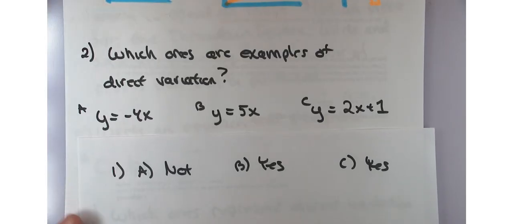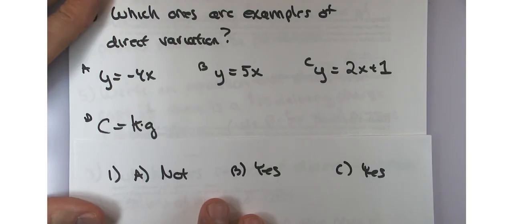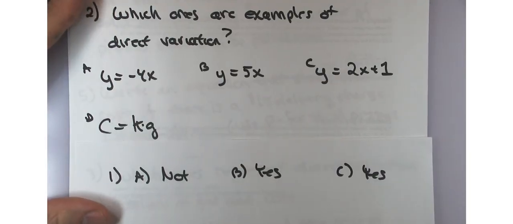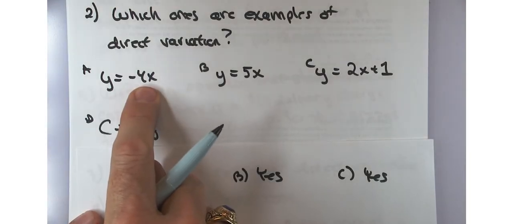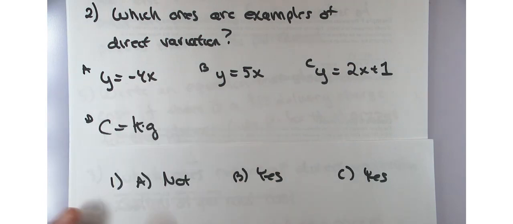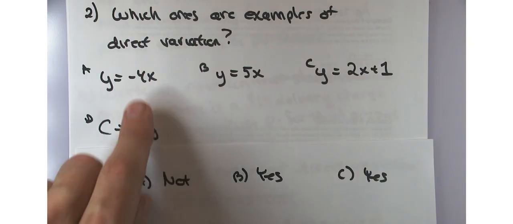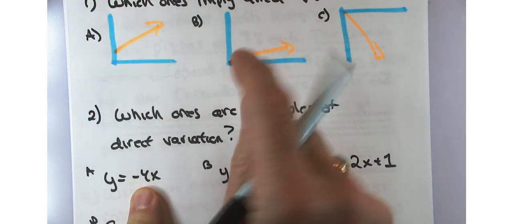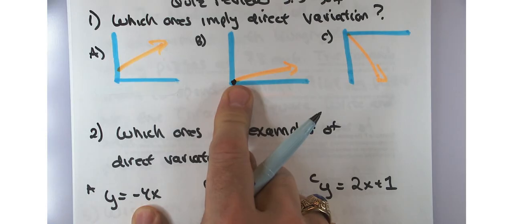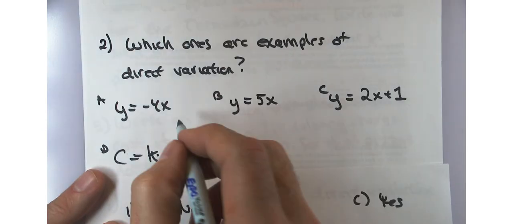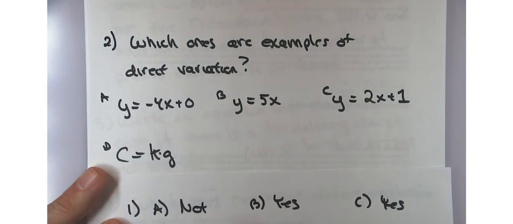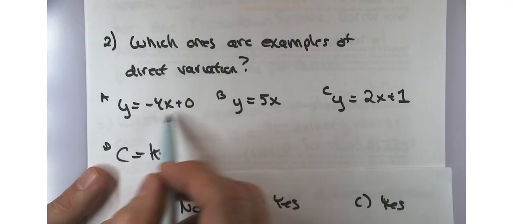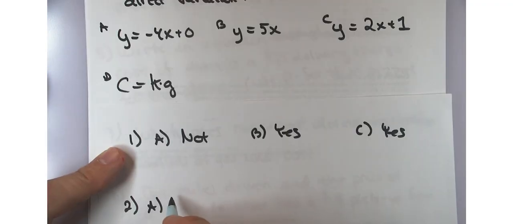A, B, C, and D. Which of these are going to pass directly through the origin? How about the first one? With direct variation, you're really talking about the equation of a line, but if it passes through the origin, what has to be the y-intercept? 0. Does this have a y-intercept of 0? So it has a y-intercept of 0. If it has a y-intercept of 0, it is an example of direct variation.